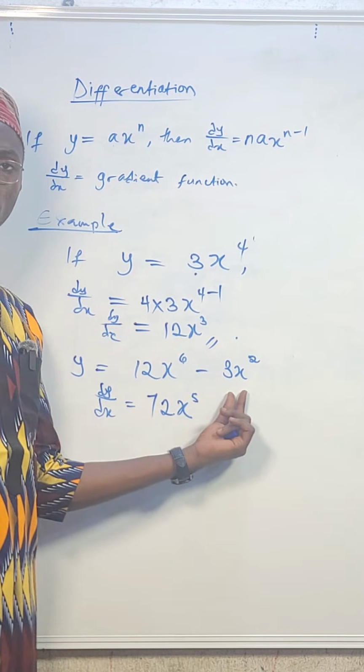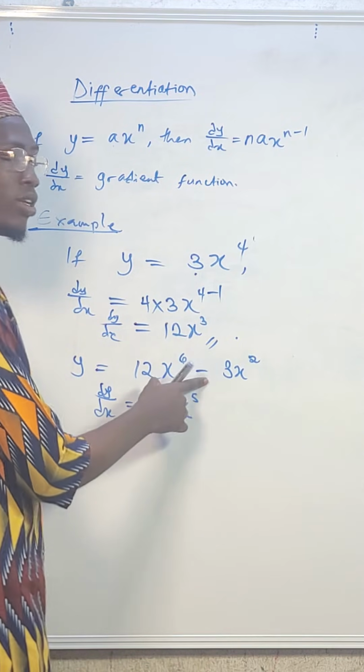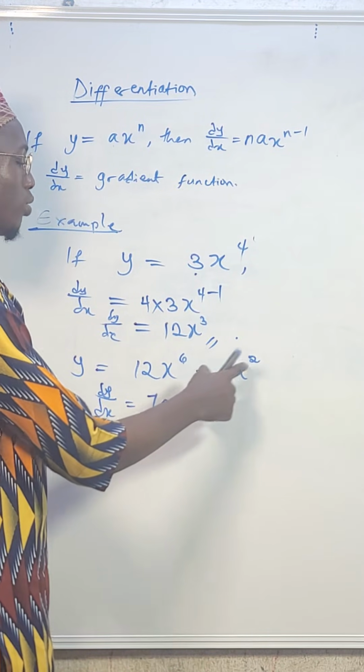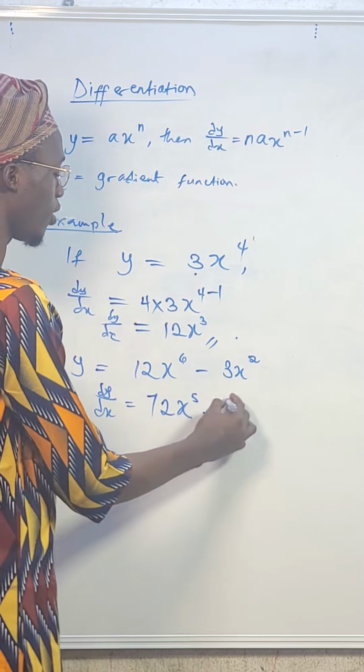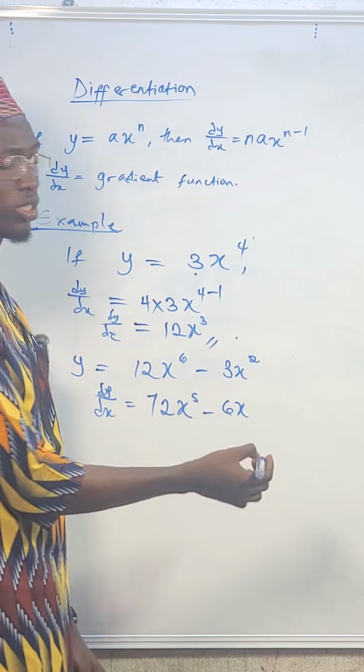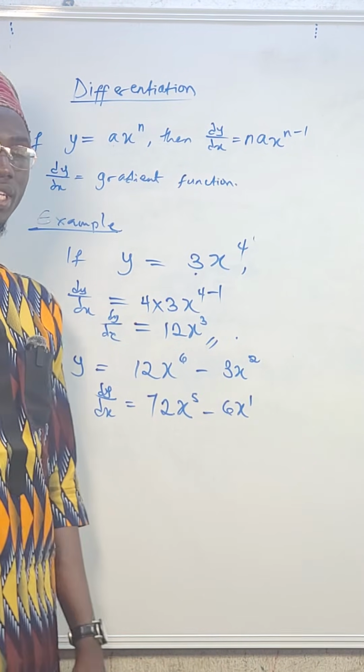So this time around, we do the second one also. By this time, we'll have minus 3 here, right? So by the time you bring those two down, 2 times minus 3, you're going to have minus 6x raised to power 2 minus 1, you have x raised to power 1. And that's how to differentiate.